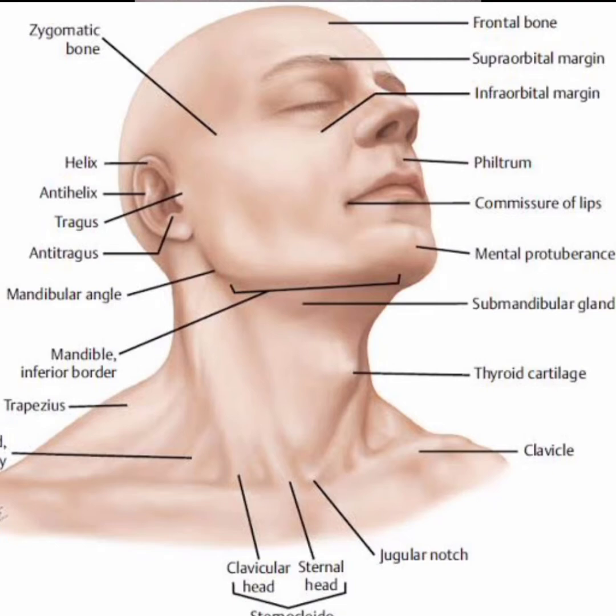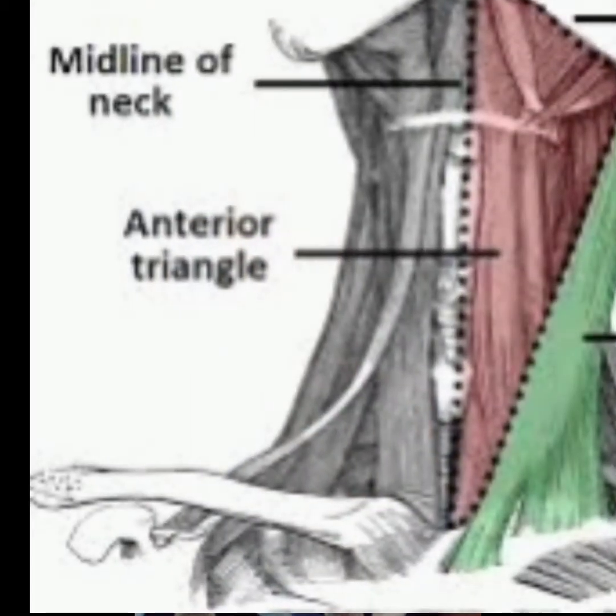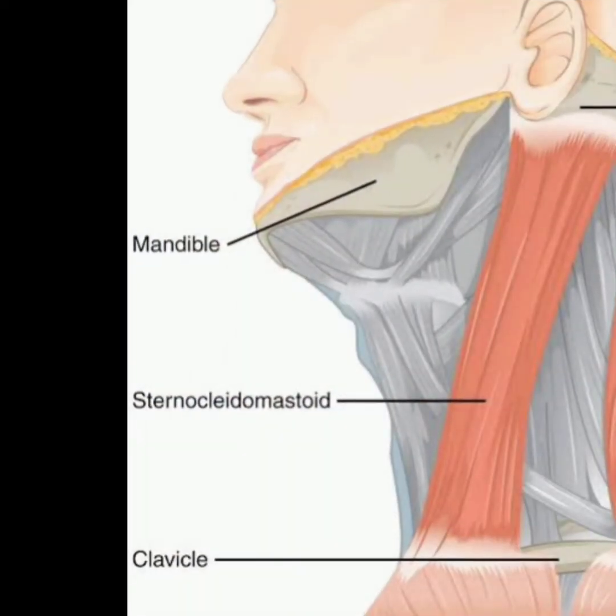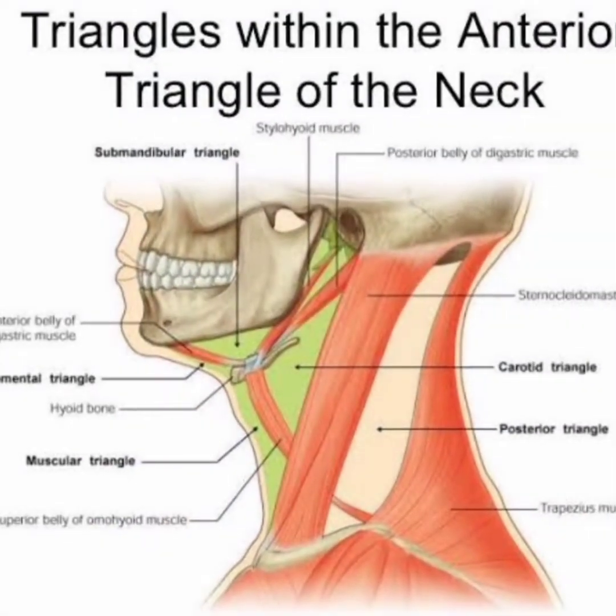The neck is actually divided into two equal halves by the anterior midline. Each half of the neck contains an obliquely prominent structure known as the sternocleidomastoid muscle. The sternocleidomastoid muscle divides each half of the neck into compartments, described as the anterior and posterior compartments, or anterior and posterior triangles of the neck.